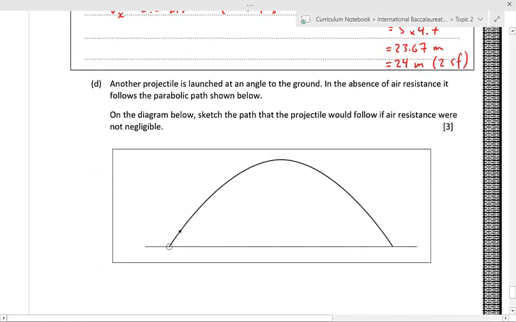Alright, and then the final question. We have a projectile launched at an angle to the ground. In the absence of air resistance, it follows the parabolic path shown below. Sketch the path that the projectile would follow if air resistance were not negligible. So we want a lower max height, a shorter range, and an asymmetry in the graph. So it should look something like this. I'm kind of exaggerating everything here. Basically, the second half, after reaching the highest point, has got to be shorter than the first half, and the max height has got to be lower than the previous max height, and the range has got to be shorter than the previous range.